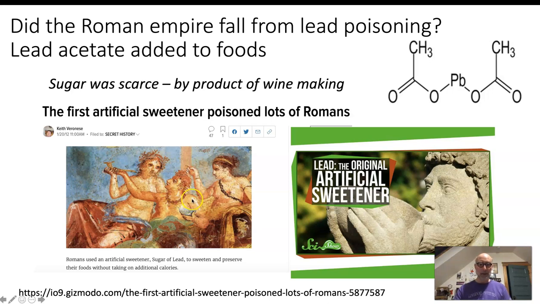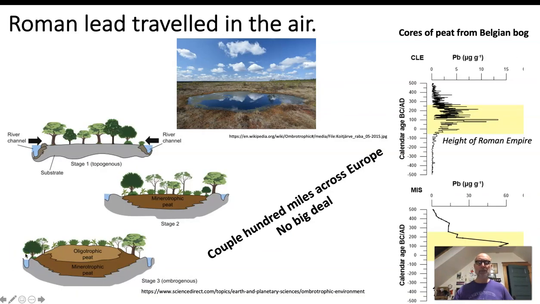So here from Pompeii is a fresco showing Romans having a party and drinking wine that presumably was sweetened in part by what's called the sugar of lead, or lead acetate. It's a difficult hypothesis to prove, but an interesting thought that perhaps the Romans were doomed by their use of lead. So Romans were busy melting lead, mining lead, and releasing it into the environment.